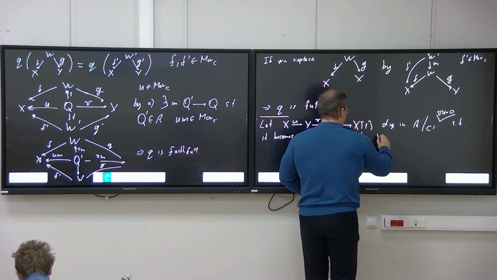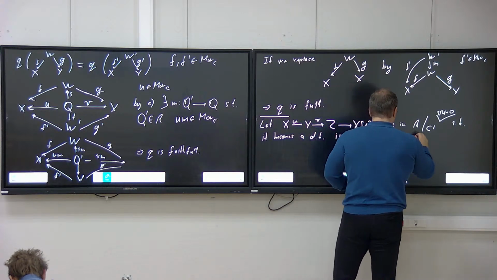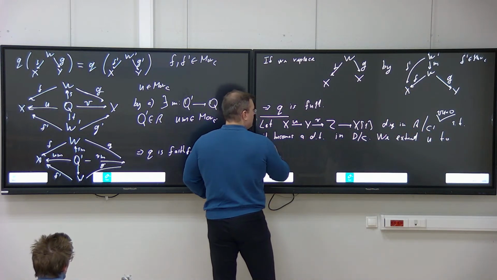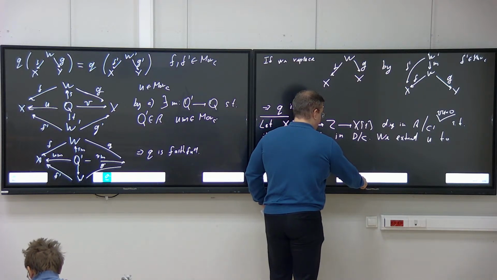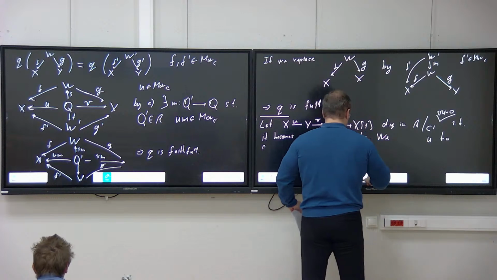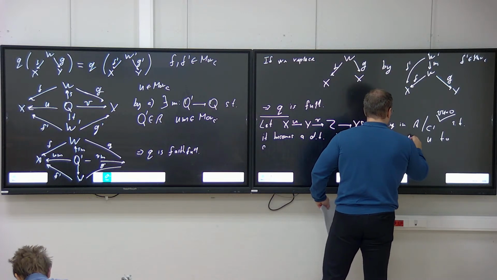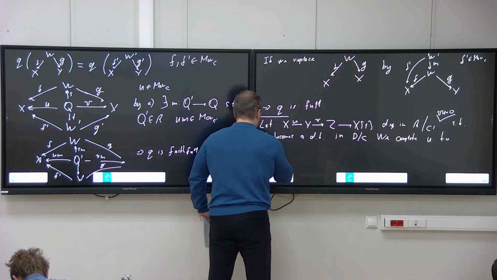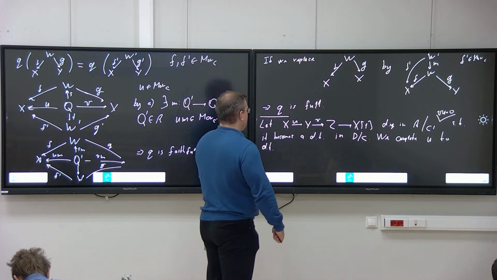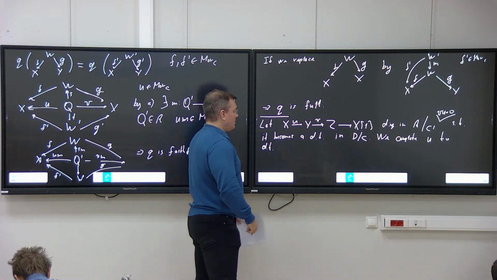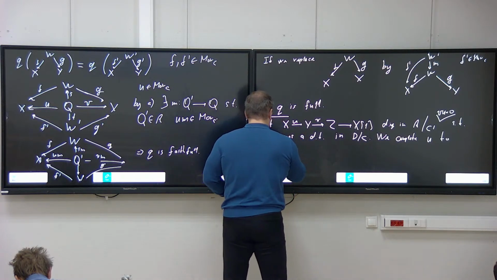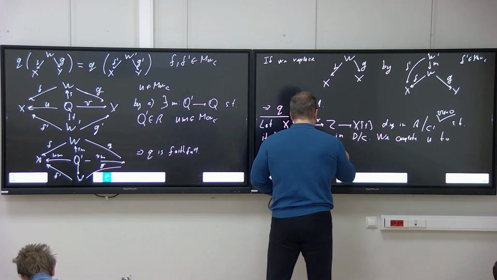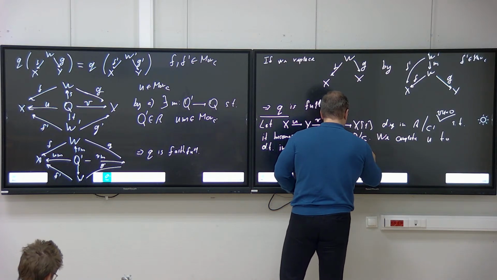The proof is actually a simple observation. We extend, or complete, U to a distinguished triangle. We're given two objects and a map between them, so we can complete this to a distinguished triangle. And I want to show that the distinguished triangle is isomorphic to this candidate triangle. So this is a distinguished triangle in the A modulo C prime, so it maps to a distinguished triangle.